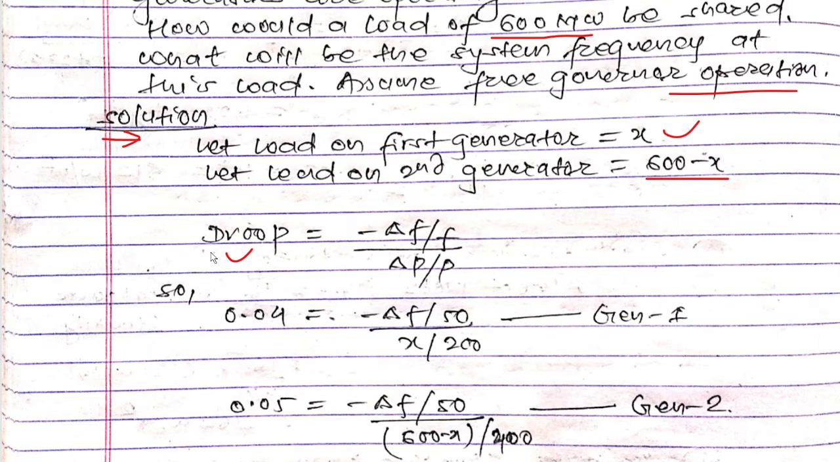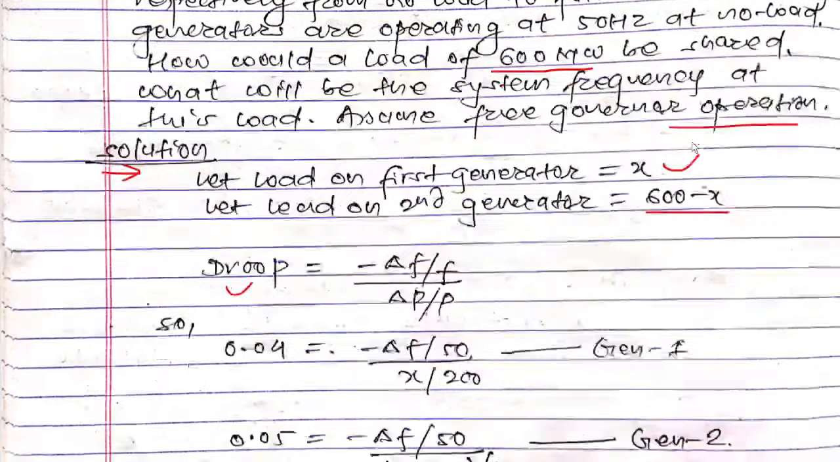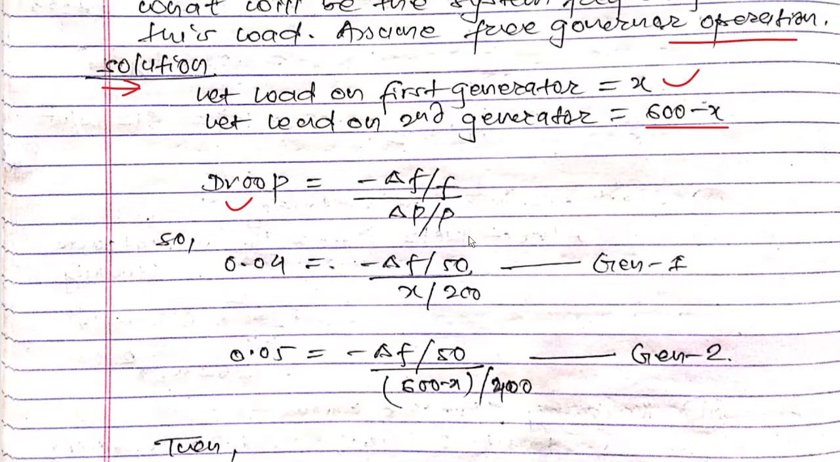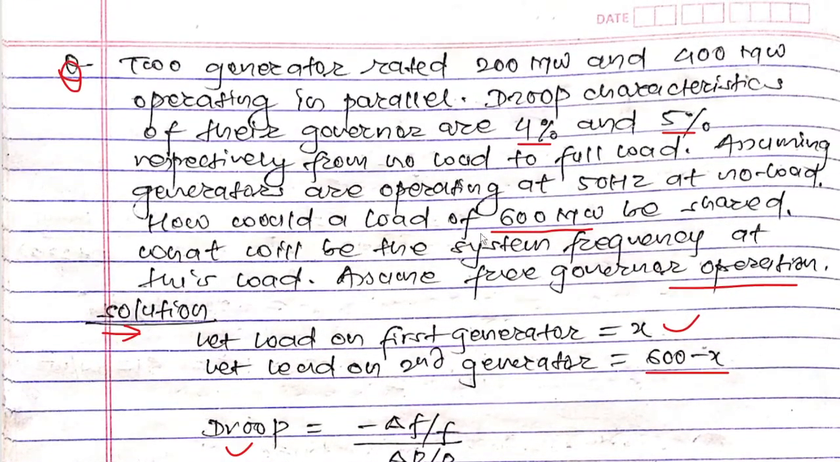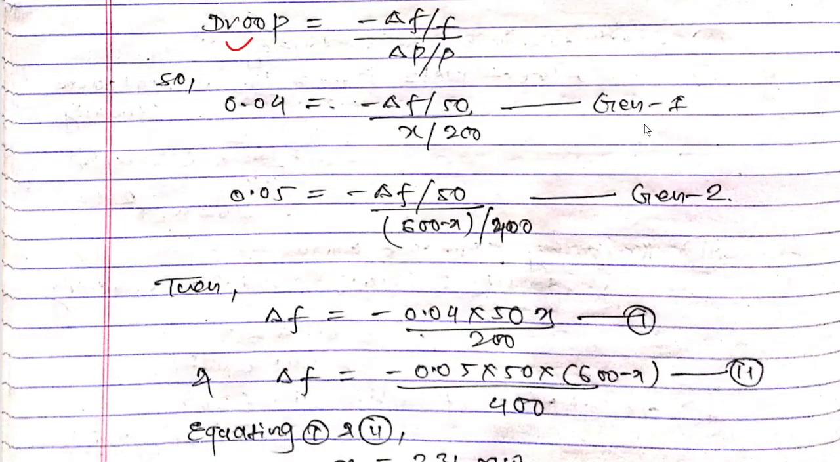Here we have two generators with droop characteristics of 4% and 5%. For generator 1, the droop is 4%, so it will be 0.04 equals minus del F upon frequency 50, and for the first generator the load is X, so X upon 200. Here 200 is given because the first generator is 200 megawatt and the second one is 400 megawatt. So X upon 200, and this is for generator 1.